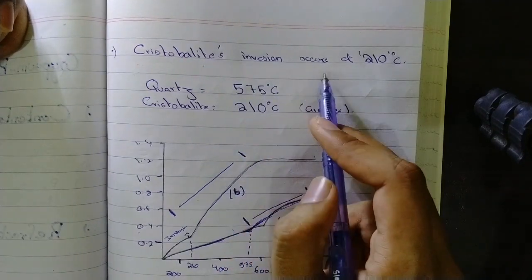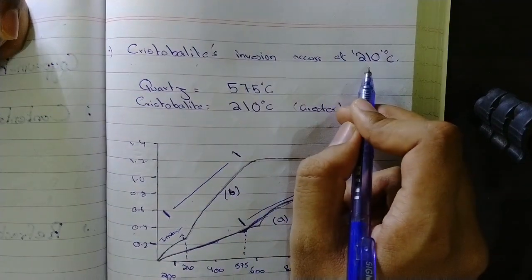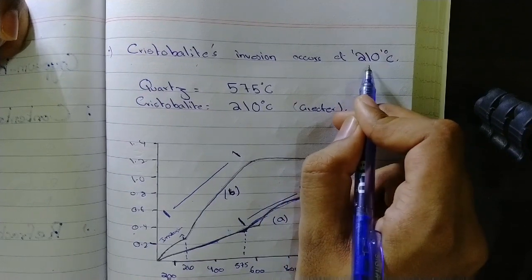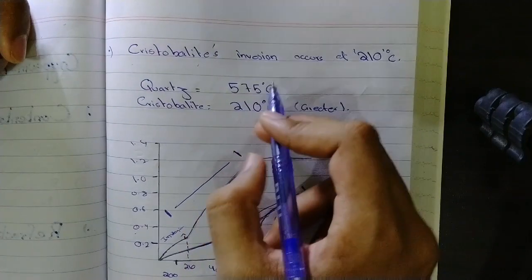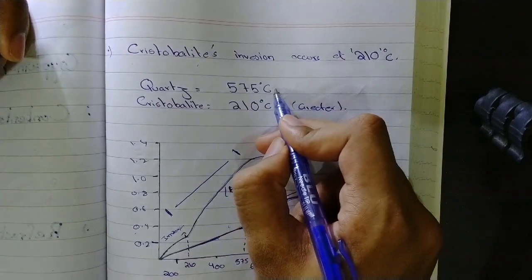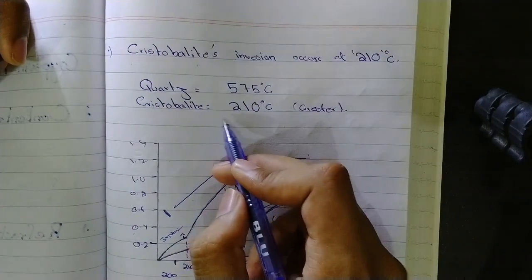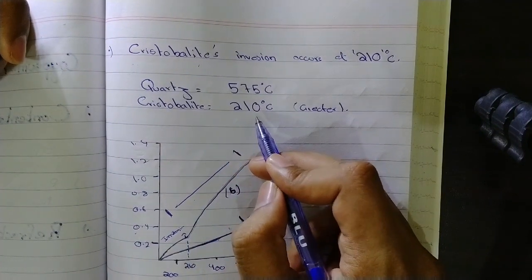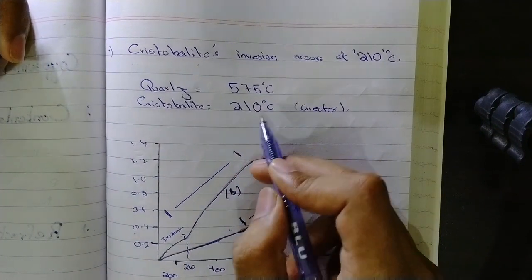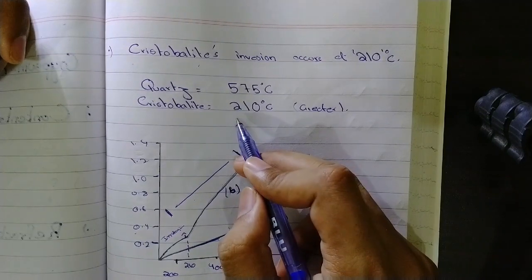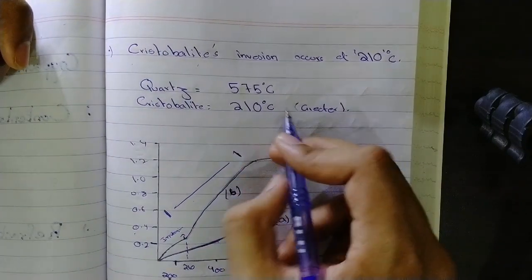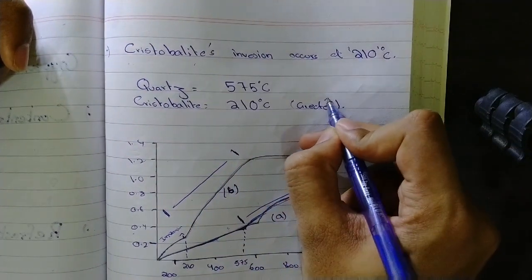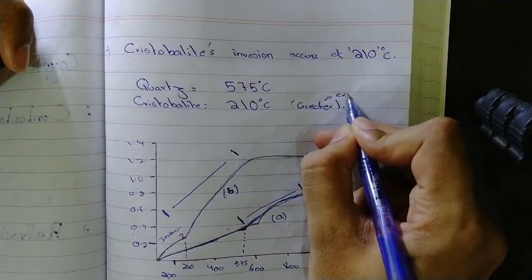Cristobalite's inversion occurs at 210 degrees centigrade. Now keep this temperature again in your mind. So quartz undergoes inversion at 575 degrees centigrade and cristobalite undergoes it at 210 degrees centigrade. As we can see, cristobalite undergoes inversion well before quartz, so it will have a greater expansion.